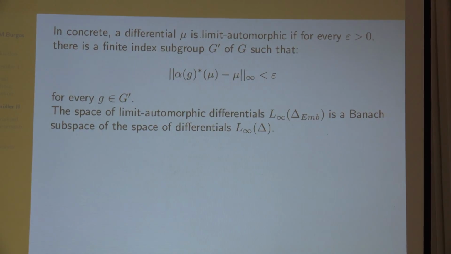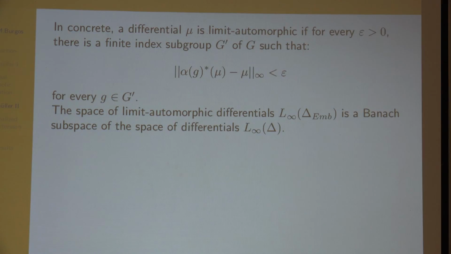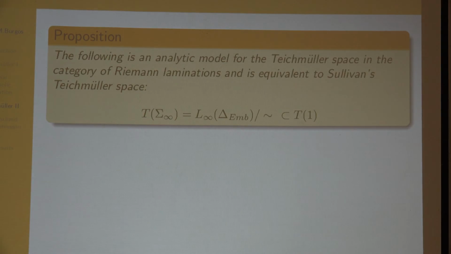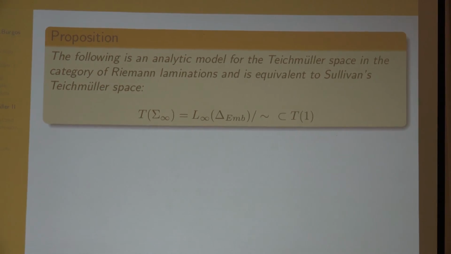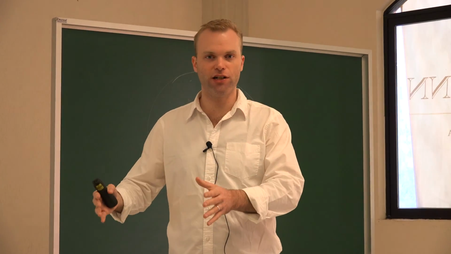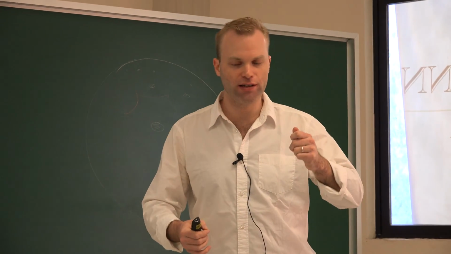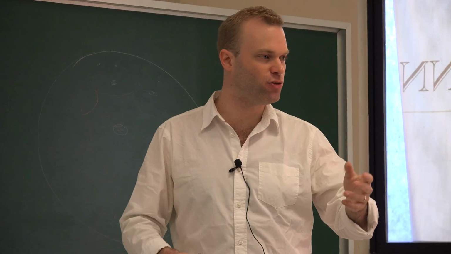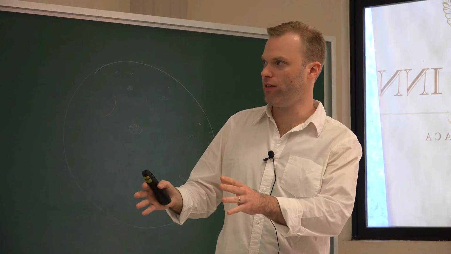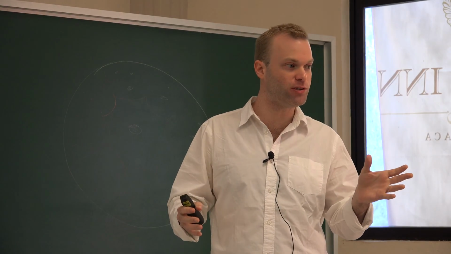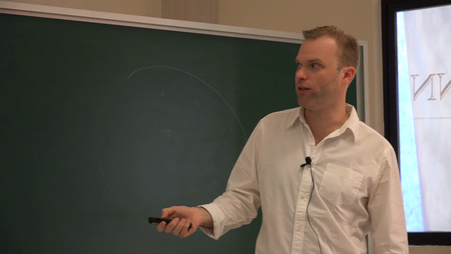Well, the space of limit automorphic differentials is a Banach subspace of the space of differentials. And proposition, the following is an analytic model for the Teichmuller space in the category of Riemann laminations and is equivalent to Sullivan's Teichmuller space. I mean, you can construct in the same way as we did before in the classical category of curves, the same construction, but in the category of Riemann laminations. You will get a Teichmuller space, a moduli space, a mapping class group, all the same. What we say is that the Teichmuller space you construct in that way coincides with Sullivan's Teichmuller space, and now we have an Ahlfors-Bers model for that, relating those models.